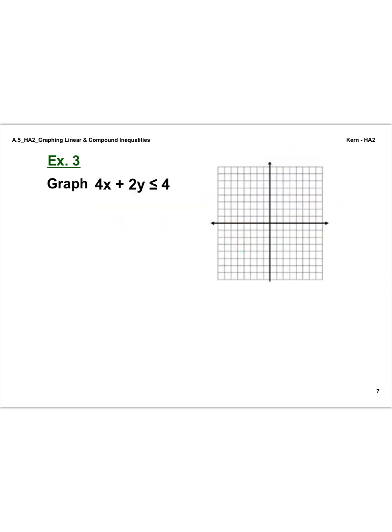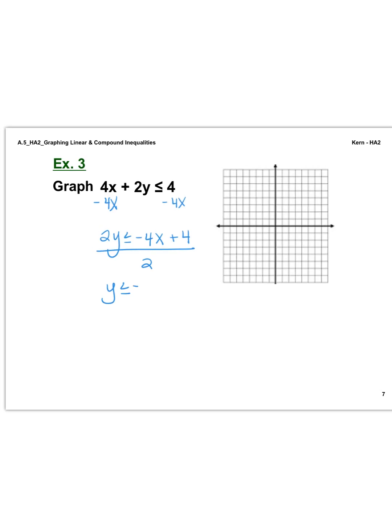Practice makes perfect. Let's try again. So I'm gonna move the 4x over. So I have 2y is less than or equal to negative 4x plus 4. Divide everything by 2. I don't have to flip the sign here because I'm not dividing by a negative.